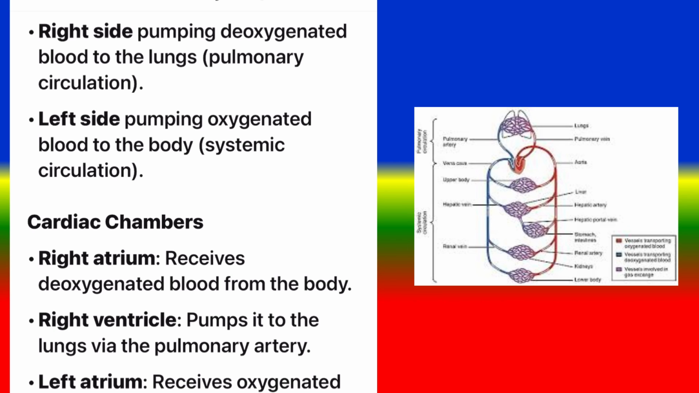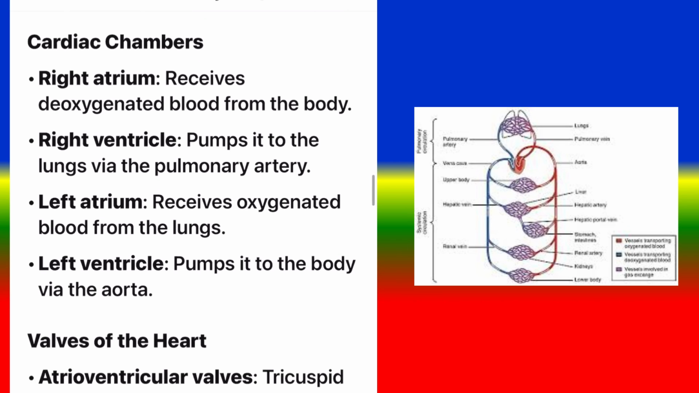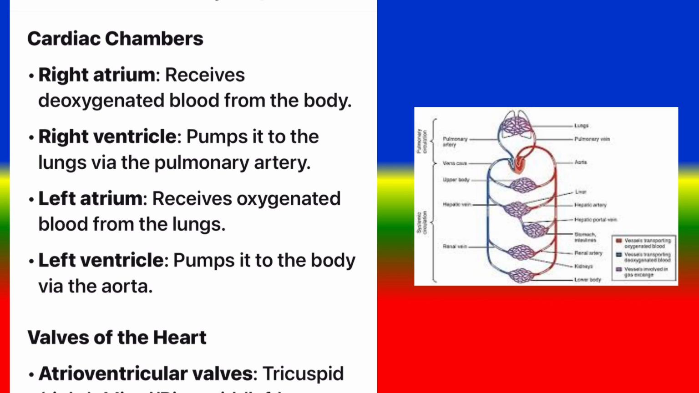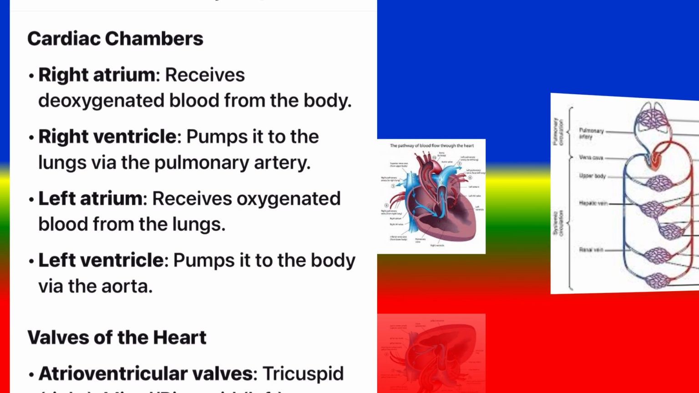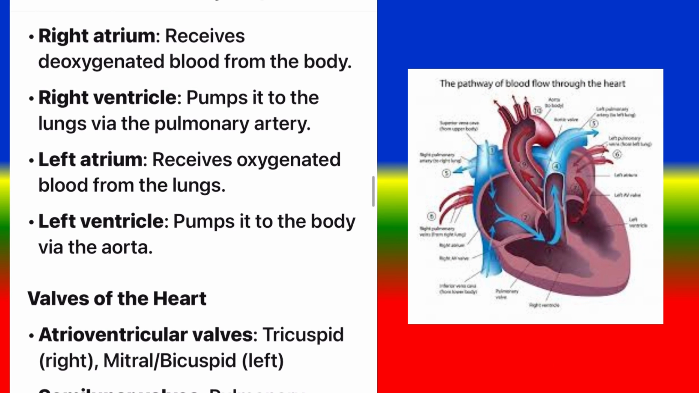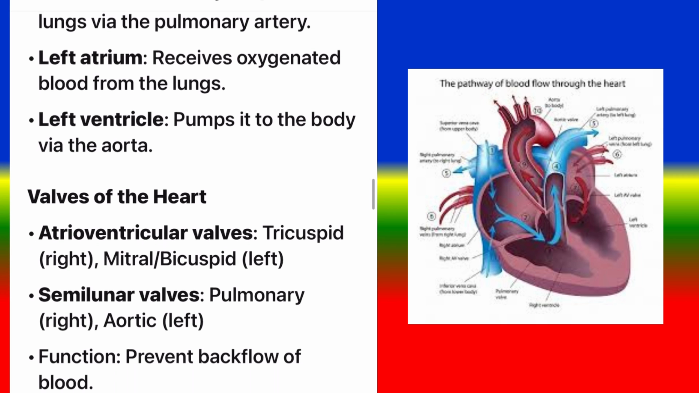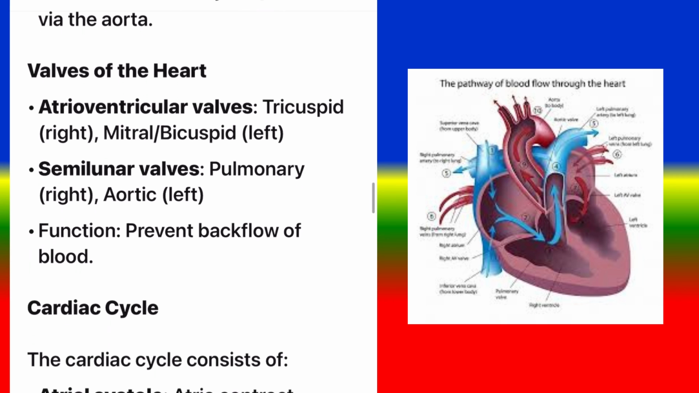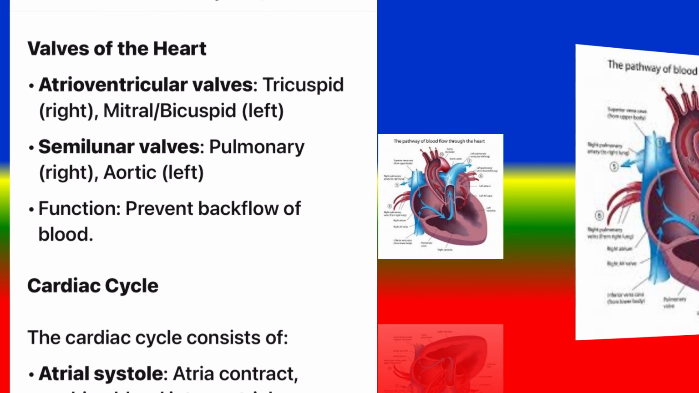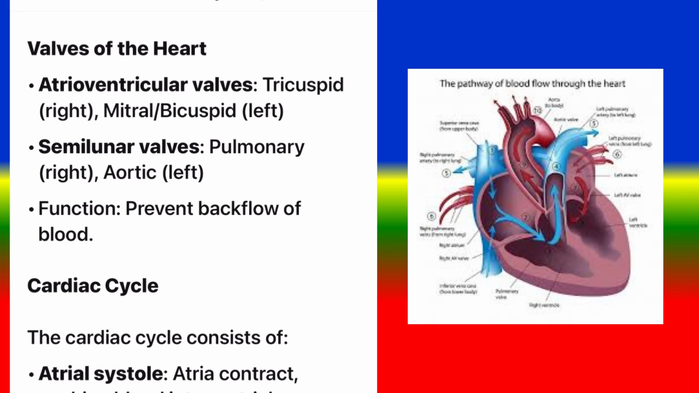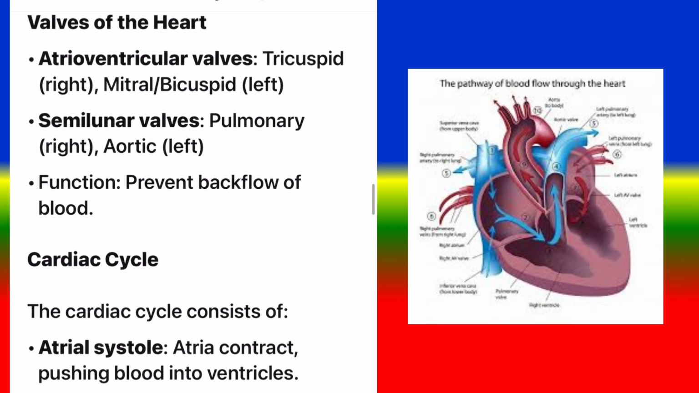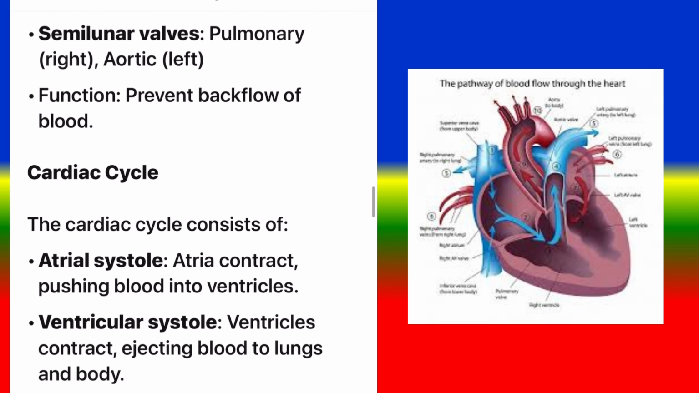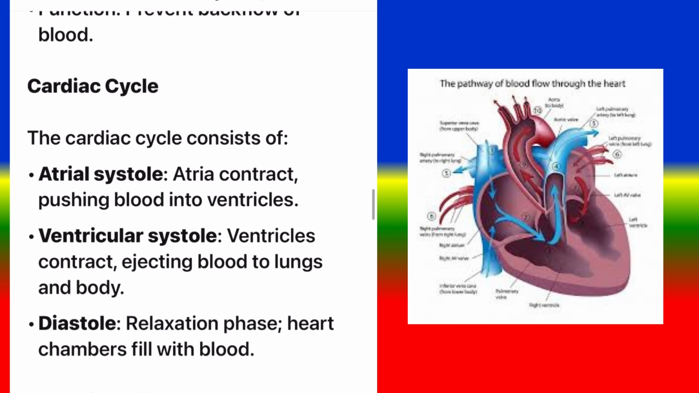Cardiac chambers: the right atrium receives deoxygenated blood from the body. The right ventricle pumps it to the lungs via the pulmonary artery. The left atrium receives oxygenated blood from the lungs. The left ventricle pumps it to the body via the aorta. Valves of the heart: atrioventricular valves, tricuspid on the right and mitral or bicuspid on the left. Semilunar valves, pulmonary on the right and aortic on the left. Function: prevent backflow of blood.